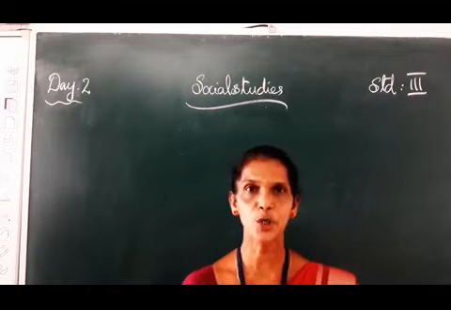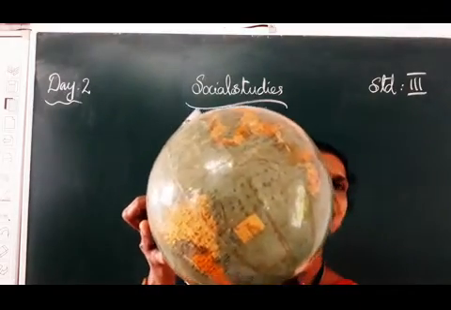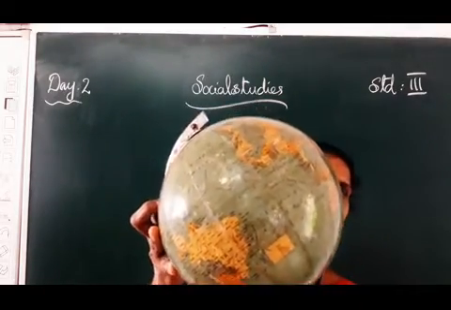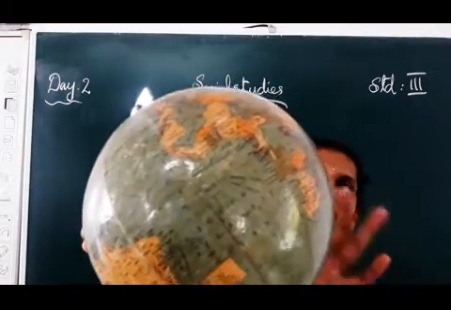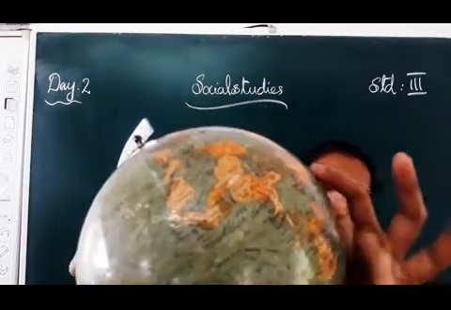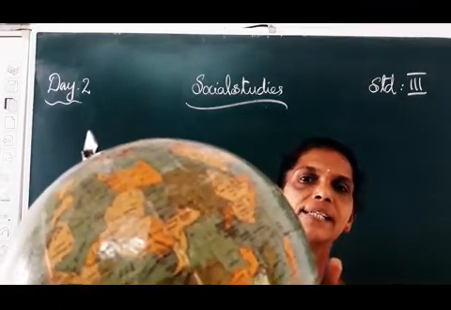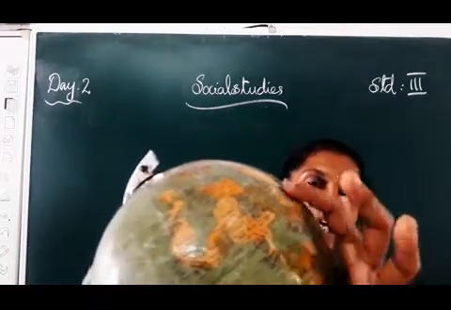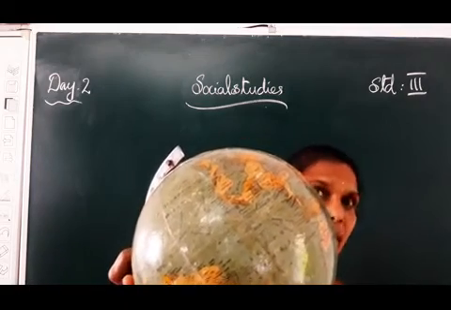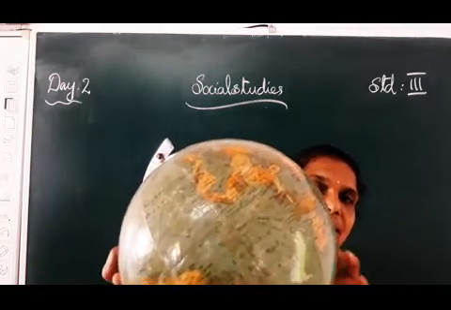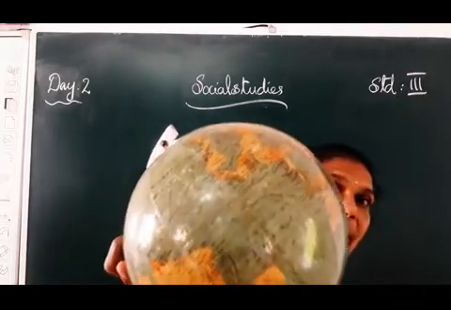Children, I'll show you the globe once more. See children, what is this? This is a globe. And see here, you can see a center line here. Can you see? Here is a center line passing through the globe. And that line is, we say, the equator. What is that line's name? Equator. It is an imaginary line.